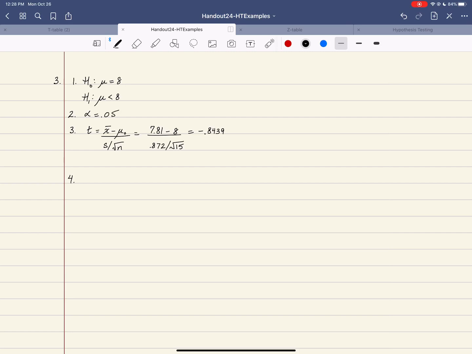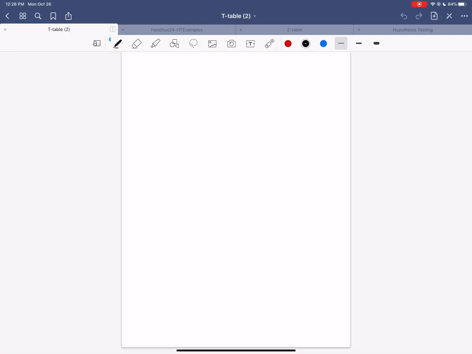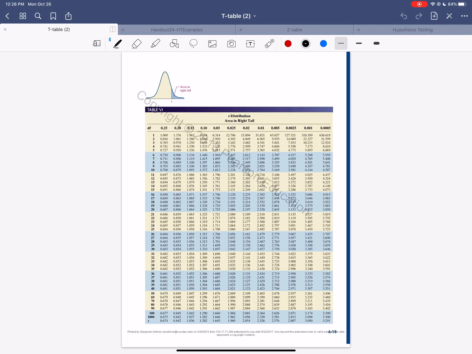Now the rejection region, based on our alternative hypothesis, is a left tail test where 0.05 is in the left tail. To find this critical value, we're going to go to the t-table. We look up degrees of freedom 14, since our sample size is 15, and 0.05. When we do that, 14 and 0.05 gives me 1.761.